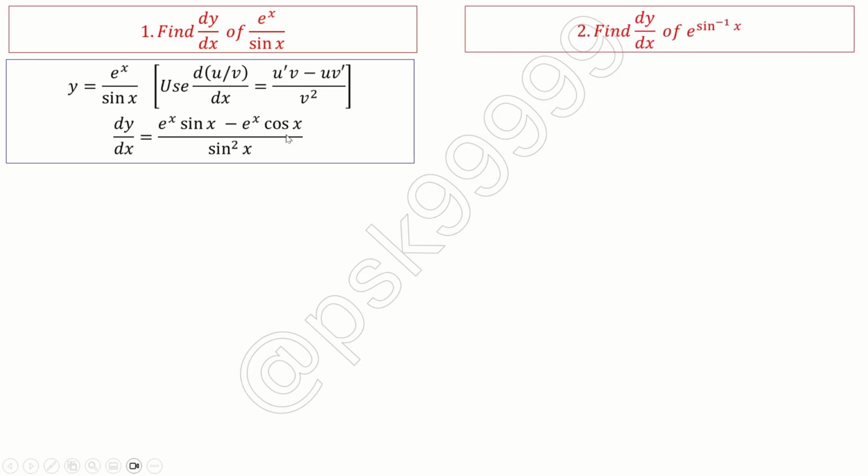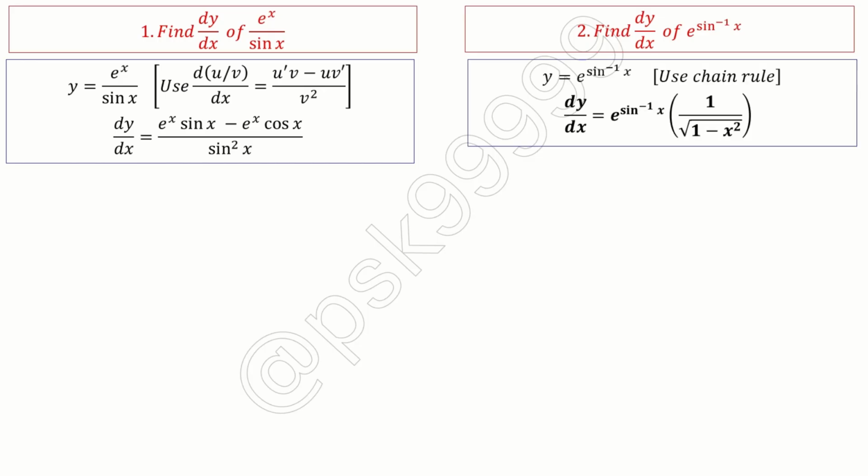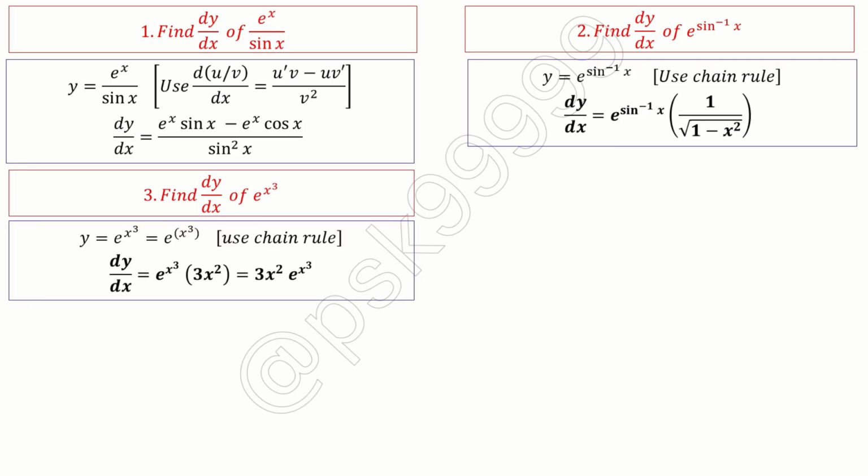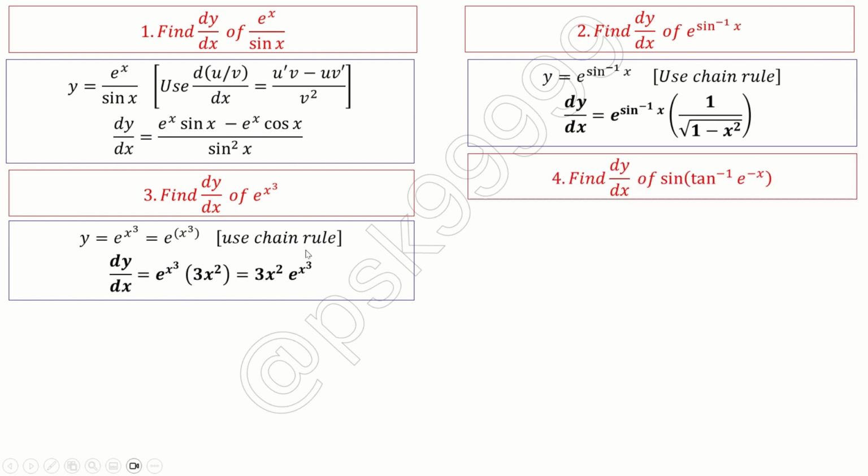Next, e to the power of sin inverse of x. You can apply chain rule. dy by dx equals e to the power of sin inverse of x, and the differentiation of sin inverse of x is 1 by square root of 1 minus x square. Same thing: first you do e to the power of x cube, which is e to the power of x cube, then differentiation of x cube, which is 3x square. So it is nothing but 3x square into e to the power of x cube.